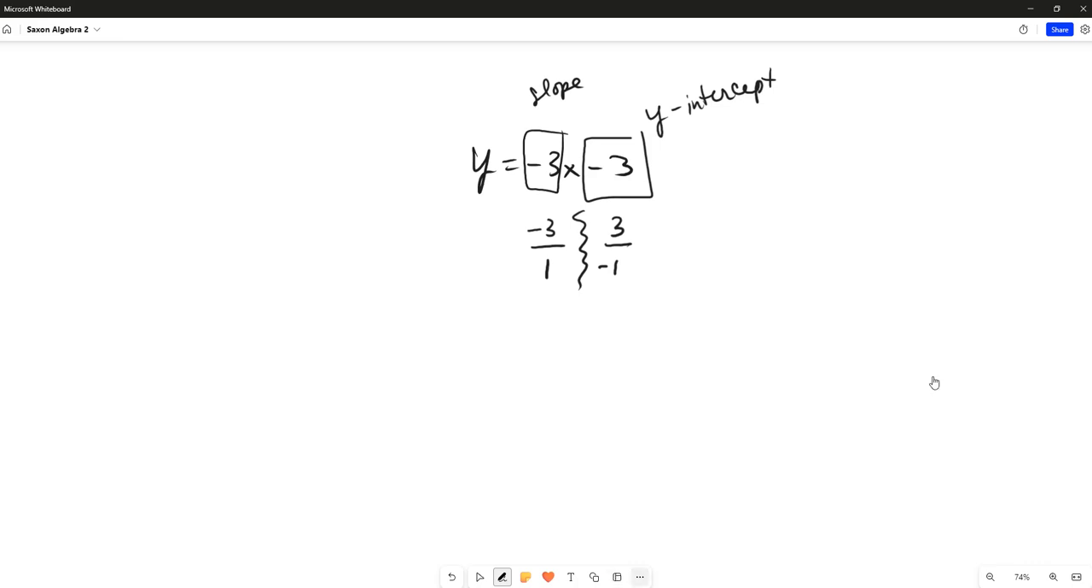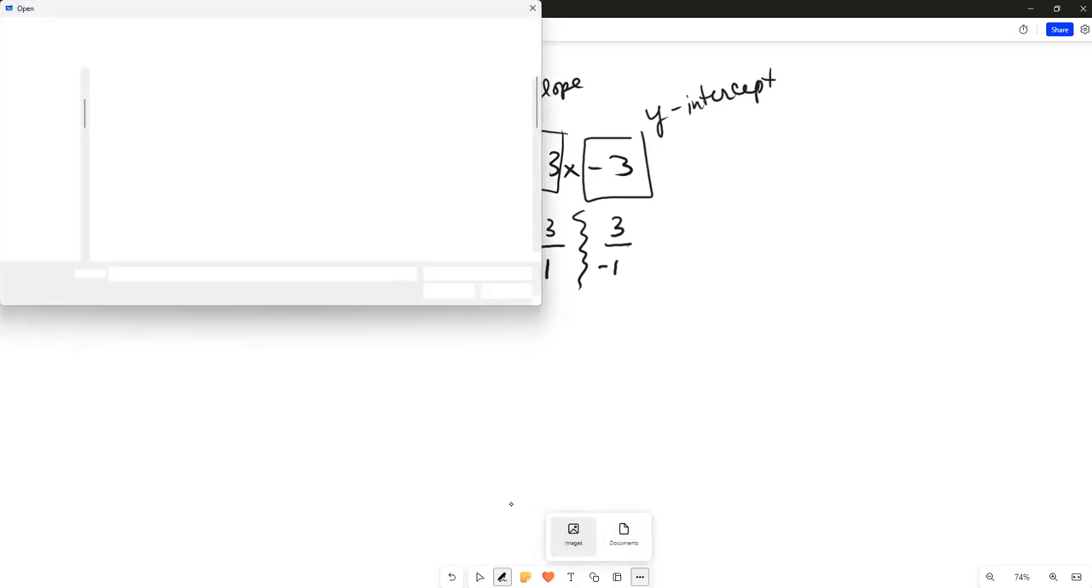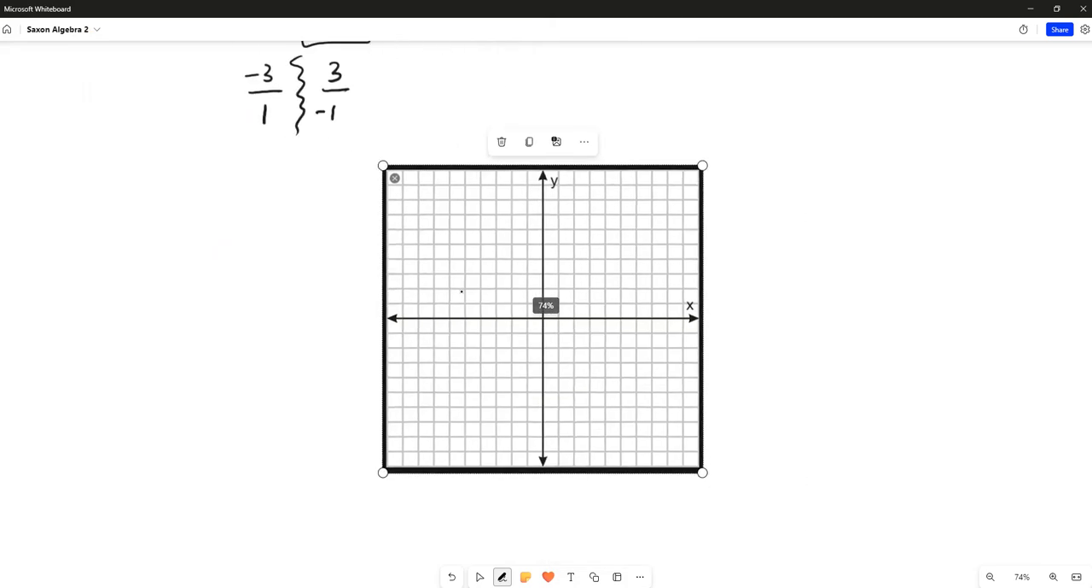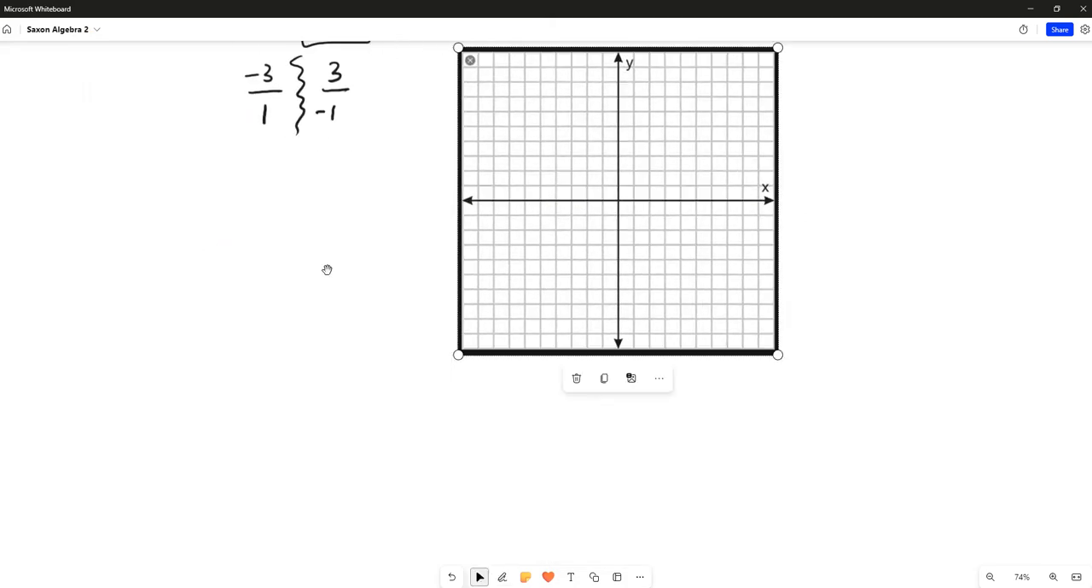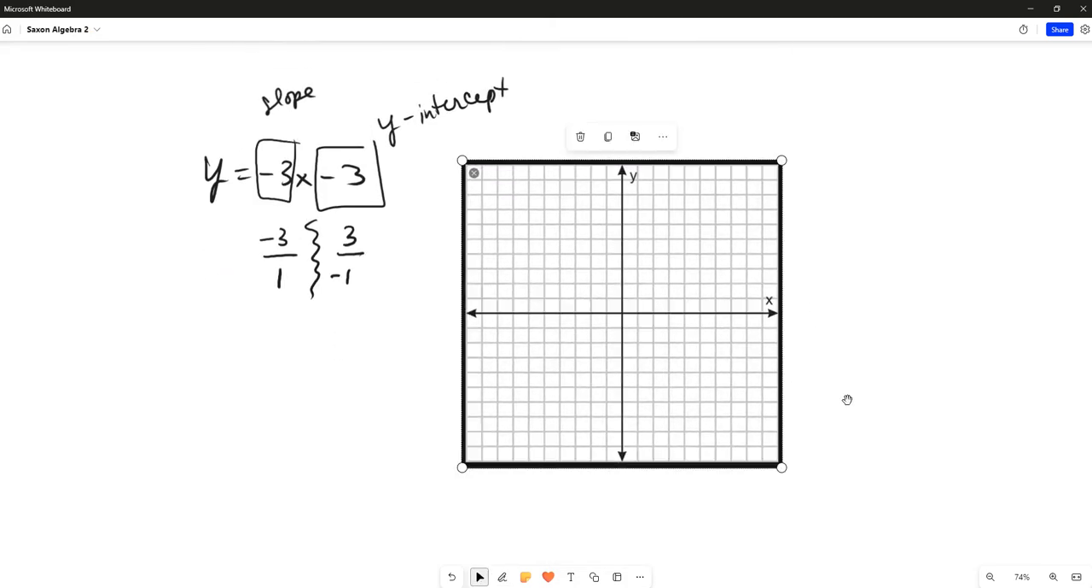So on my coordinate plane, I would graph my y-intercept first. So it's negative 3, so it's down 3 places: 1, 2, 3. And from there, I would use my slope. So I'll use negative 3 over 1. So my rise is going to be down 3, 1, 2, 3, and then to the right 1. Down 3, and to the right 1.